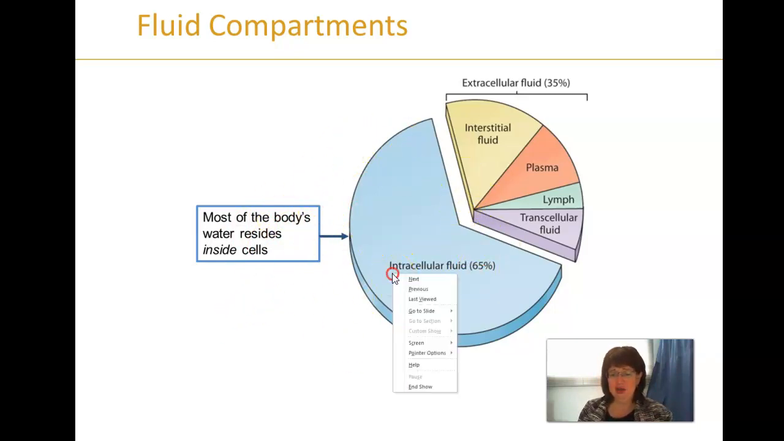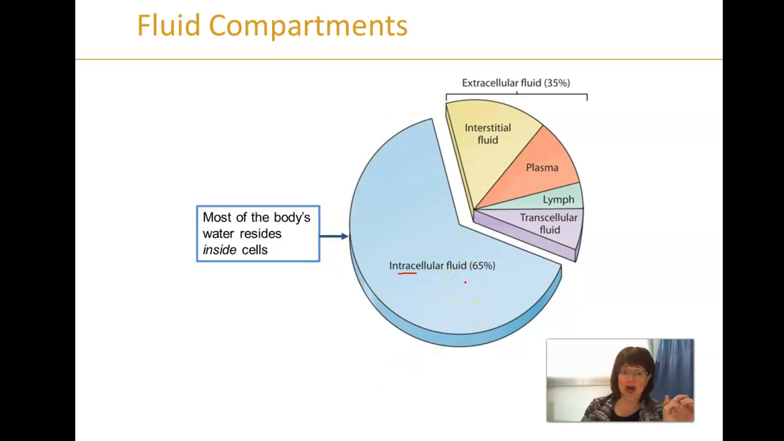First off, we have two categories. We have intracellular. Intra means inside. So the majority of the water or the fluid in the body is found inside the cells, and that's important to establish what's called tonicity, or the plumpness of the cells. And then the other 35 is extracellular.